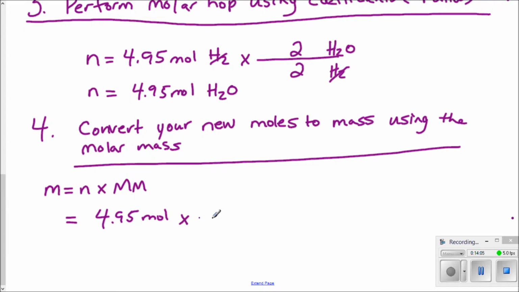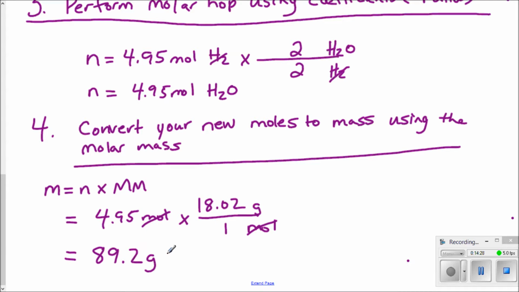And we're going to multiply by a fraction, moles on the bottom, grams on the top. This is the same as saying the molar mass, so that goes in the top there. That's 18.02 grams per mole. Multiply 4.95 times the top number divided by the bottom number. If we take a look, our moles will cancel out and we will get 89.2 grams of H2O.